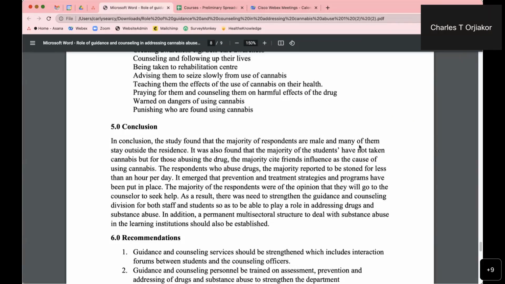Yes. One area, in addition to what you said, is the results section. There was a place where you mentioned the effect of cannabis, and she referred to it as being stoned. How many hours were you stoned? I don't really understand what she meant by stoned.